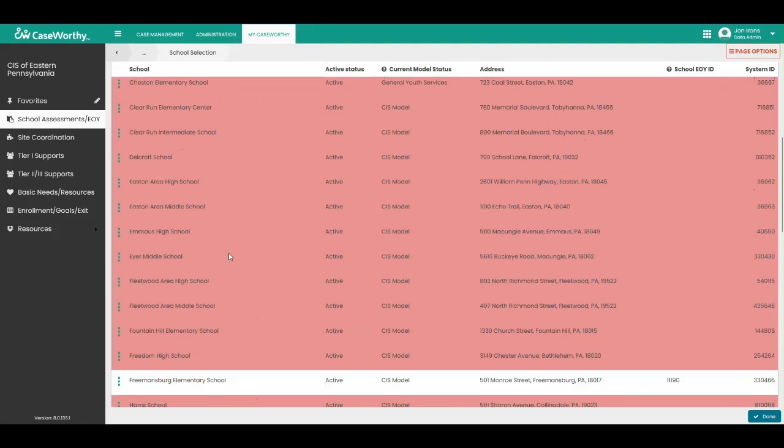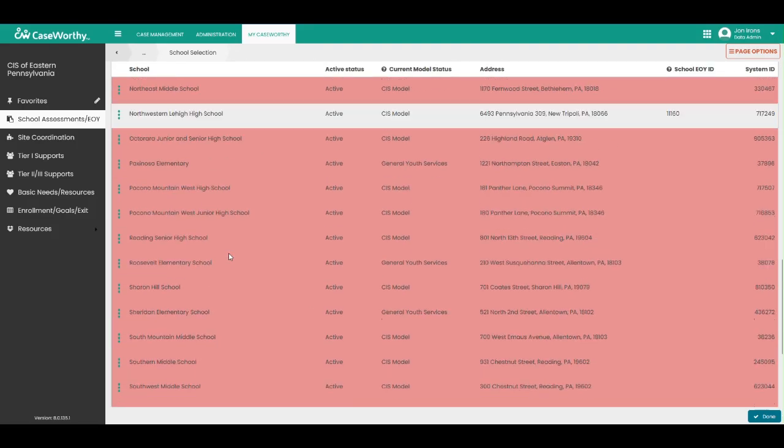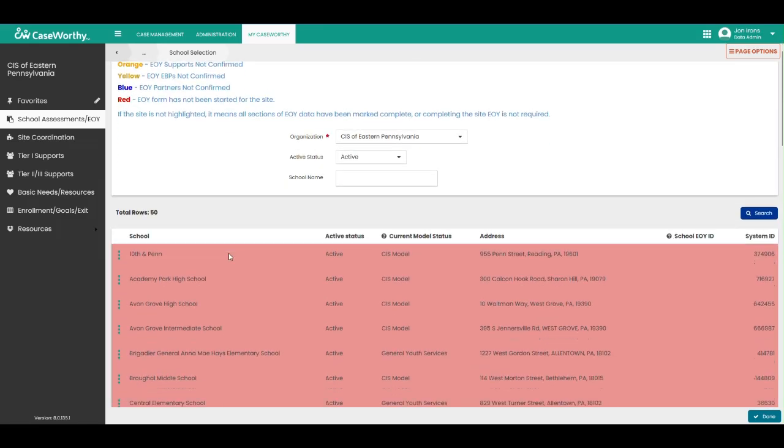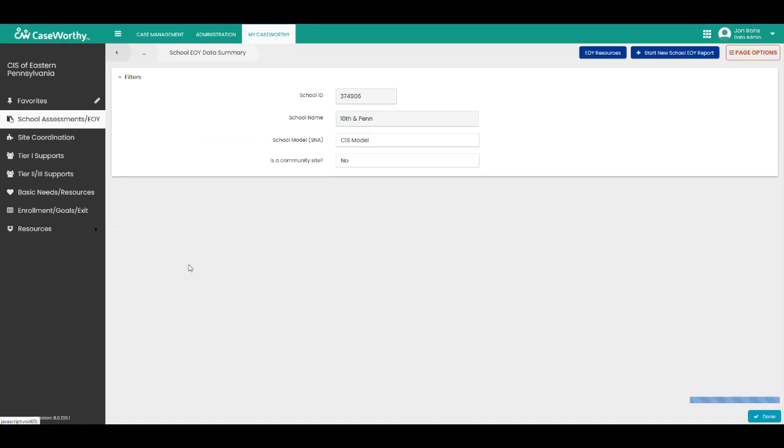It's about where you are in the end of year workflow. So red is unstarted. Most people have not started them. A couple of them are complete. It's clear when it's complete. So to get into your end of year workflow, you're going to go to your site, click your three dots, and click on School EOY Data.